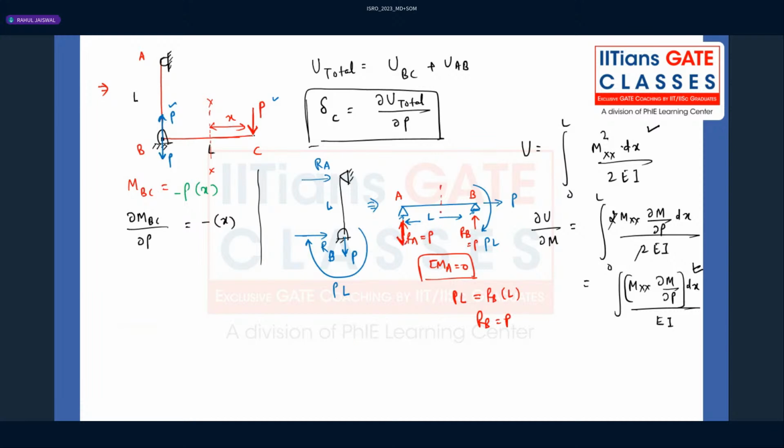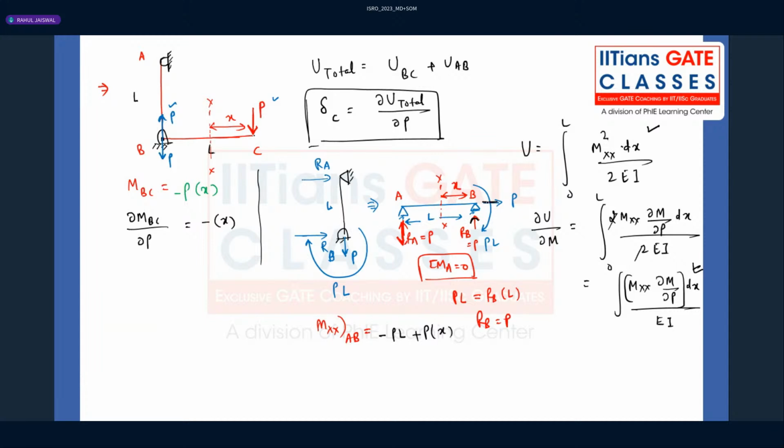Now take any section and calculate the bending moment in this AB member. I'm taking the section here to here like this. The bending moment in this AB member: first of all, the hogging bending moment PL is acting, plus P into X, because that acts like a sagging bending moment.